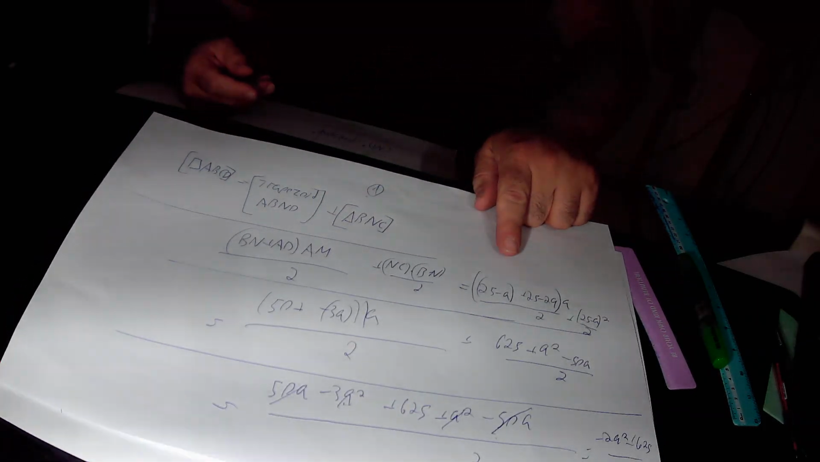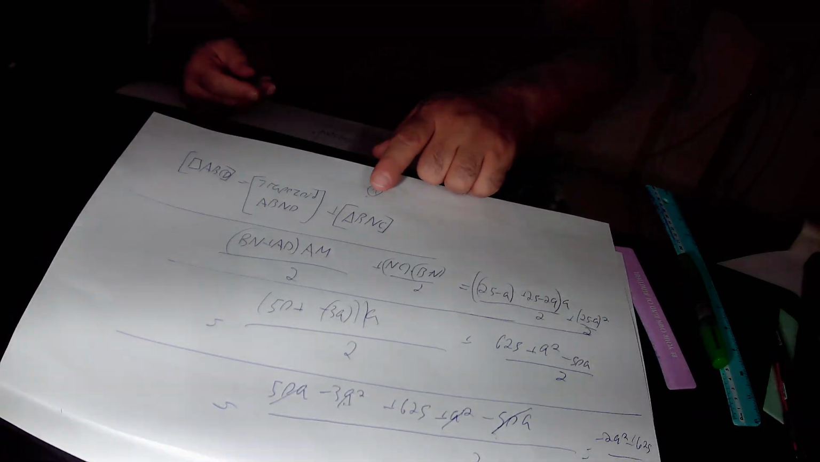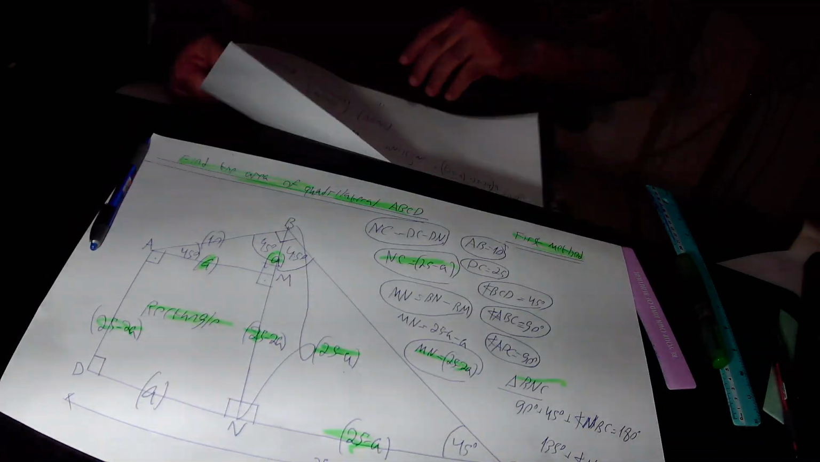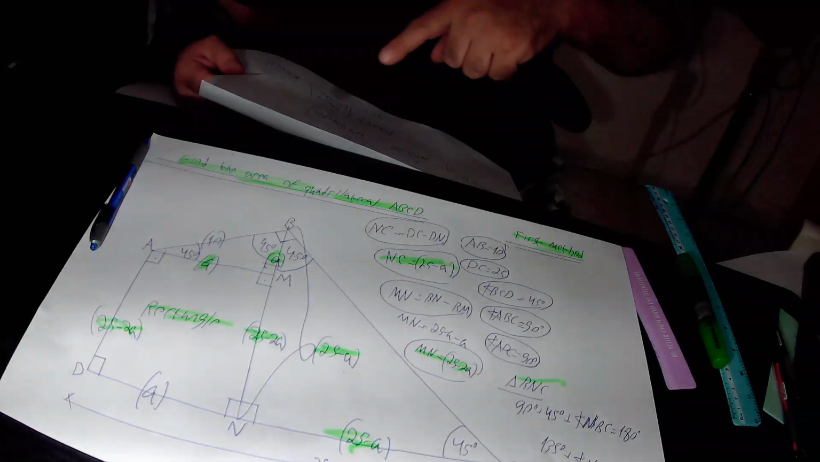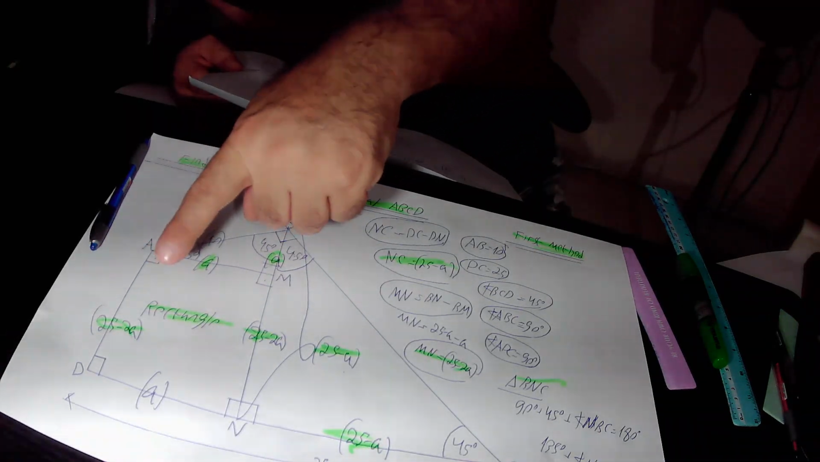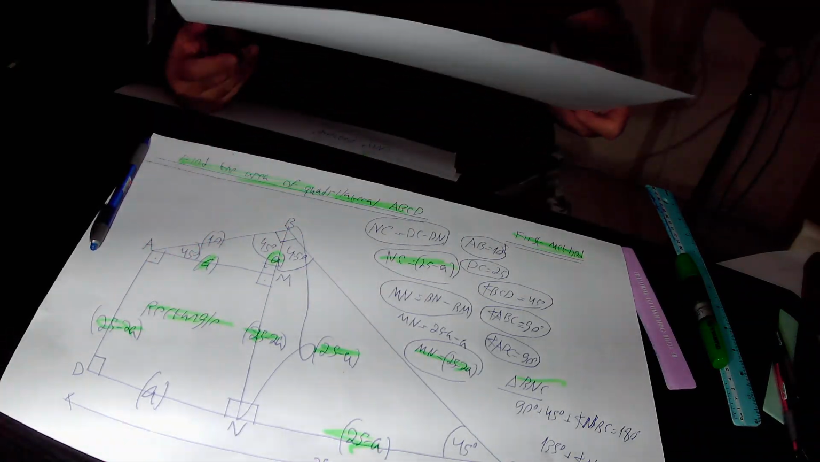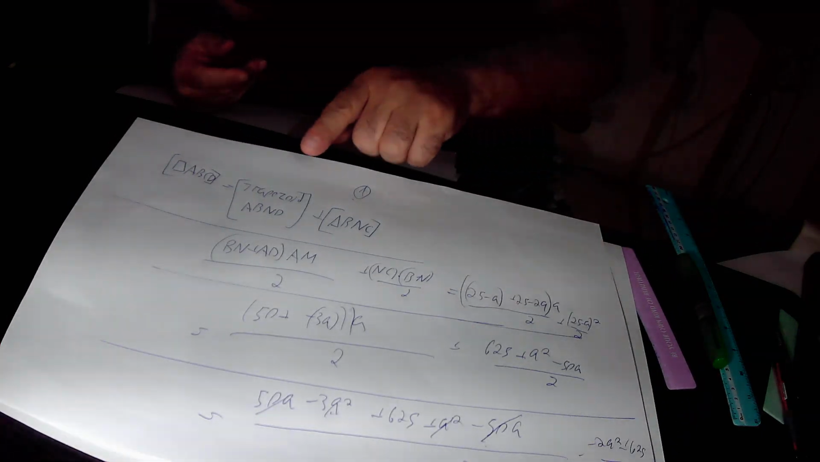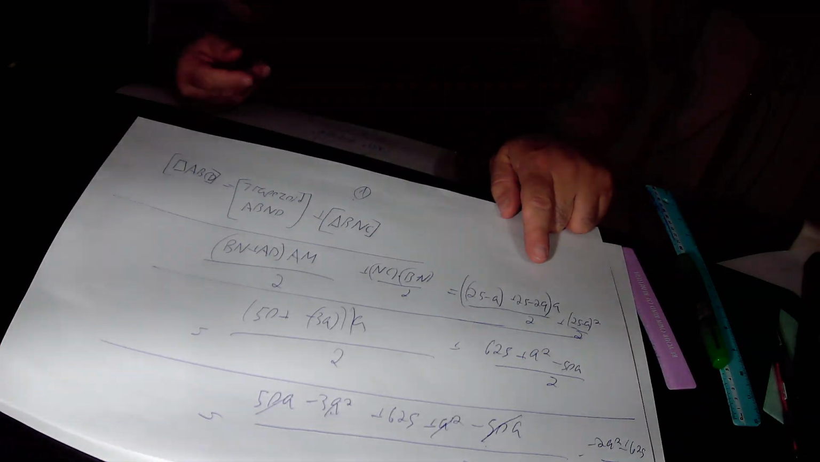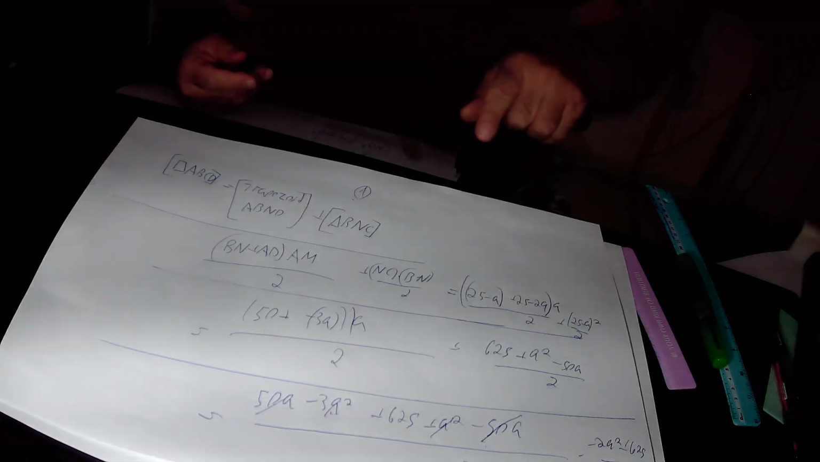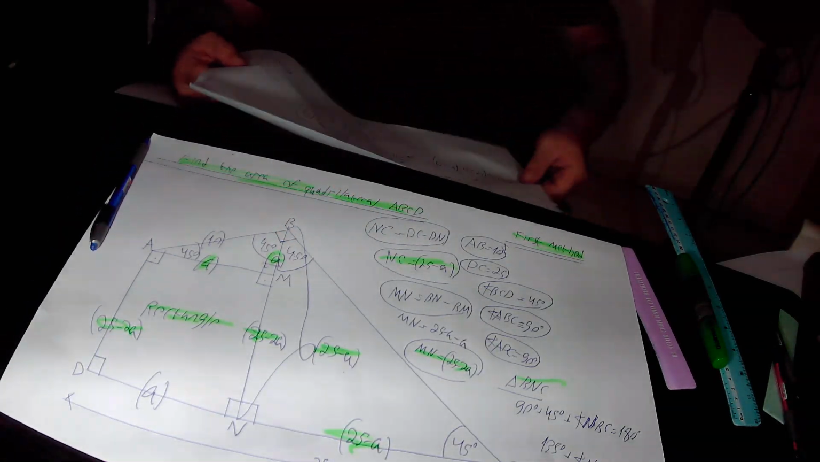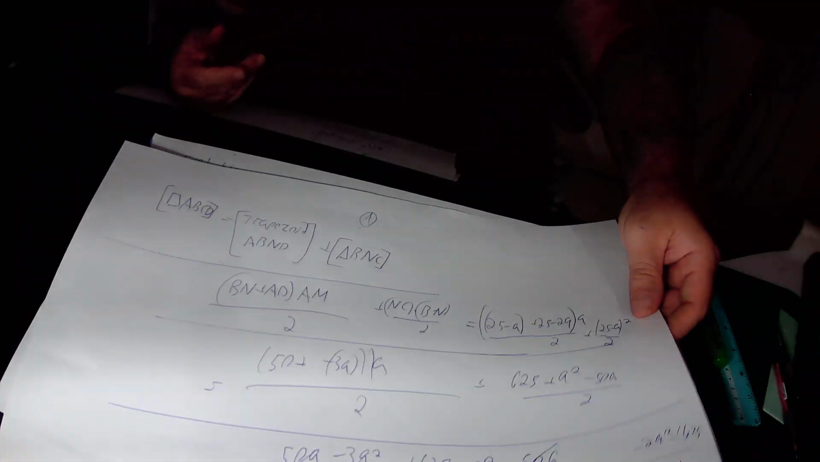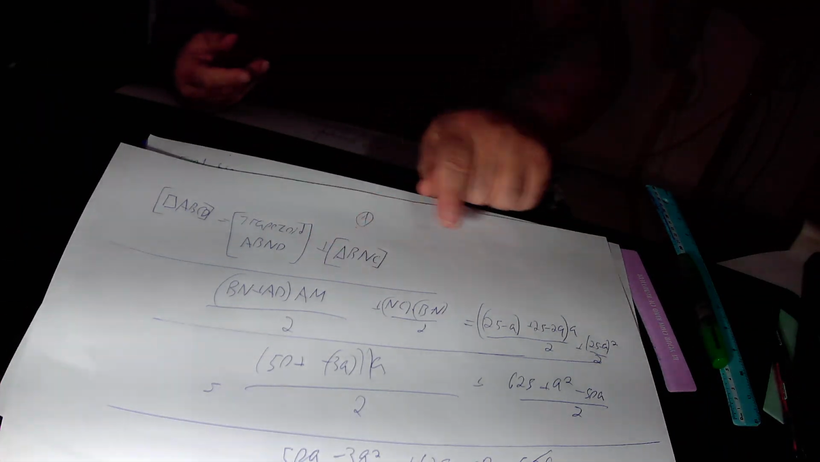BN is 25 minus A, plus AD. AD is 25 minus 2A. Again, AD is 25 minus 2A, divided by 2, times the height. The height is AM, that is A.